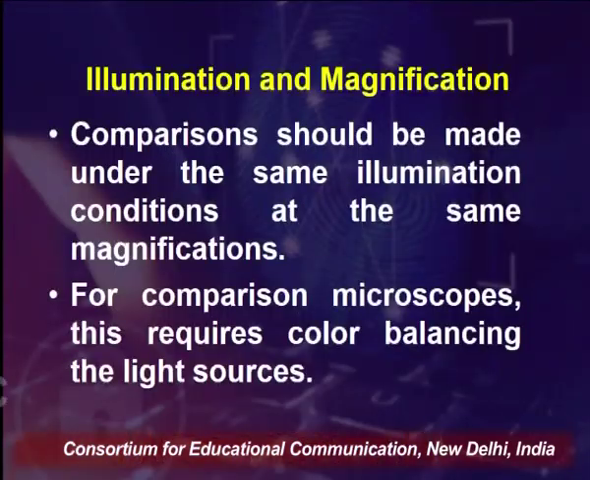Comparison should be made under the same illumination conditions at the same magnification. Here we are talking about the comparison of fibers from the samples encountered at the crime scene and the samples collected from the suspect. Those two samples should be compared under exactly the same conditions. That means the same light should fall on the fibers and they should be magnified at the same x. For example, if the magnification is 10x for one fiber, it should be 10x for the other fiber also.